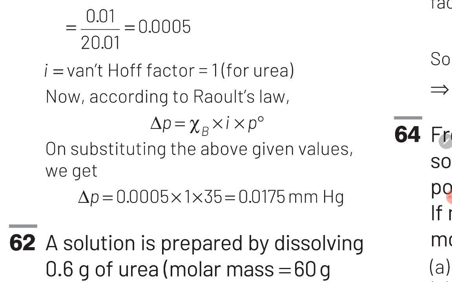Delta P is lowering of vapor pressure and this is our final answer. So with this we have completed this question. Let's move ahead to the next slide.